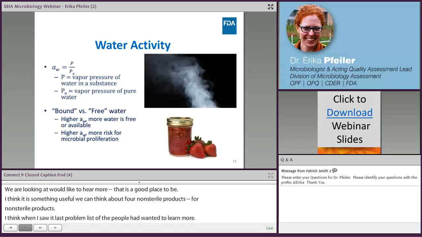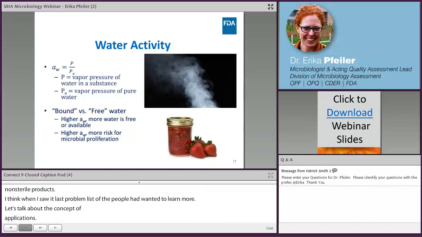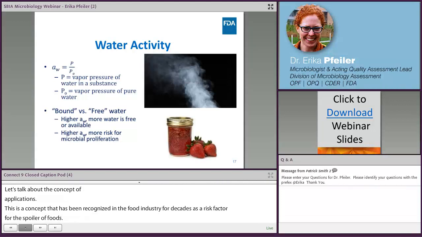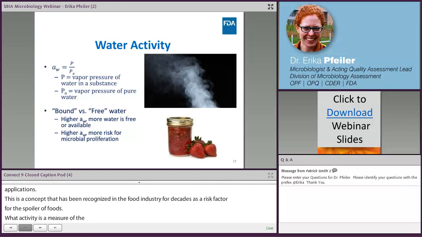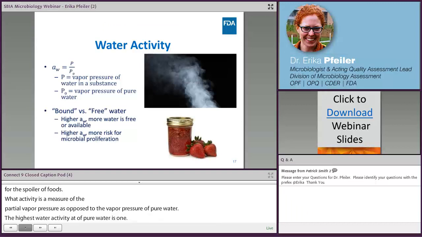This is a concept that's actually been recognized in the food industry for decades as a risk factor for the microbiological spoilage of foods. Physically, water activity is a measure of the partial vapor pressure of water in a substance as compared to the vapor pressure of pure water, and that's what the equation on the slide reflects. The highest water activity, that of pure water, is 1, and other water activities are expressed as a decimal value between 0 and 1.